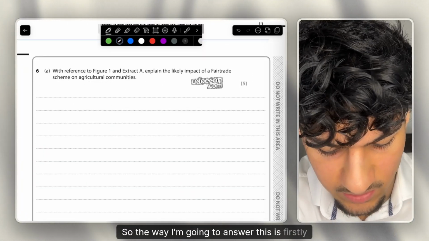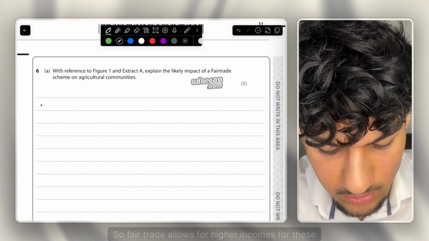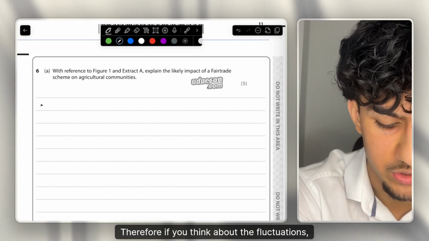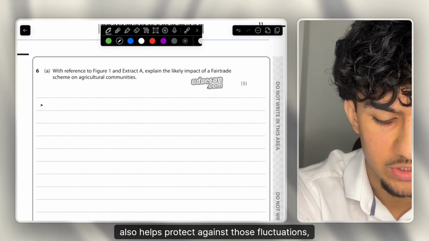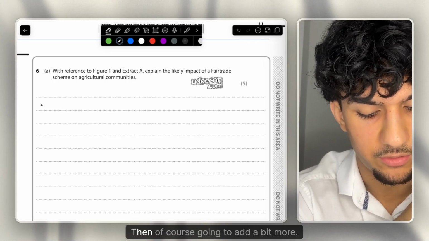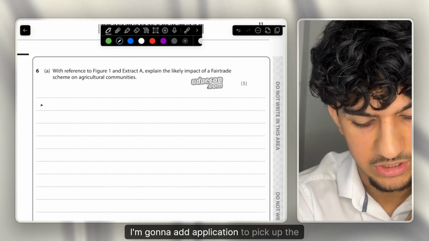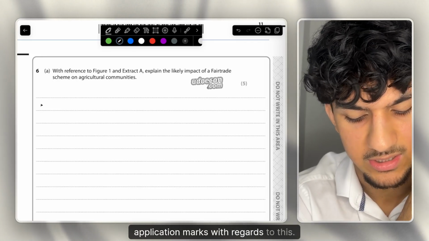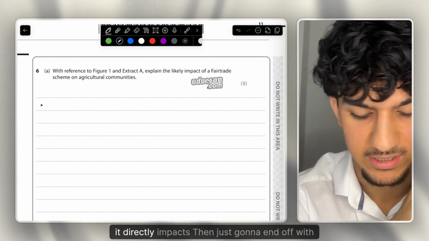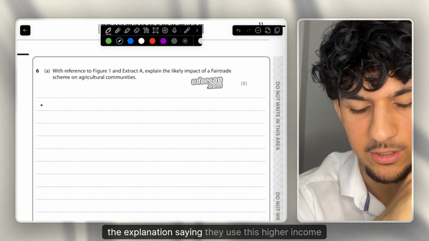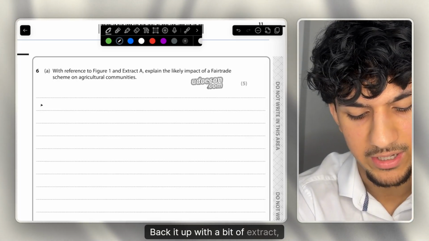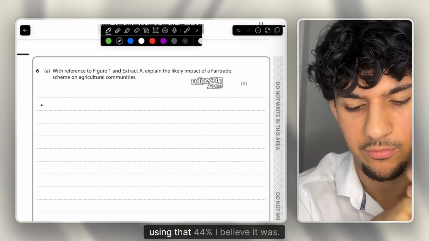The way I'm going to answer this is firstly just writing what I was saying earlier. Fair trade allows for higher incomes for these farmers, and if you think about the fluctuations, it also helps protect against those fluctuations, as if they're getting paid more, there's going to be less fluctuation in the price. Then I'm going to add application to pick up the application marks, then end off with a little explanation of how it directly impacts the farm. They use this higher income to invest into their business, backed up with figure 1, using that 44% I believe it was.